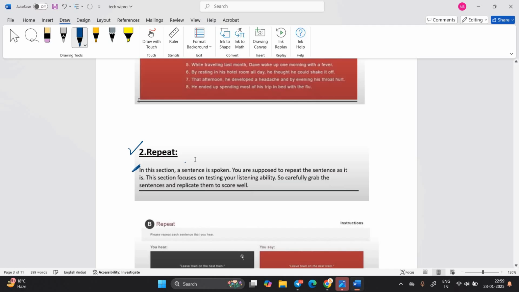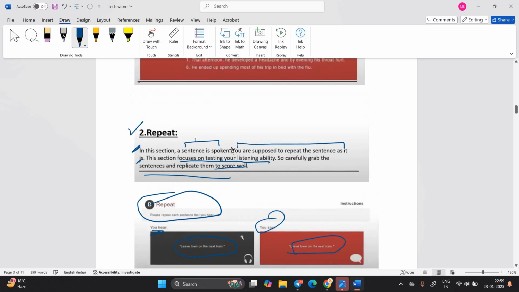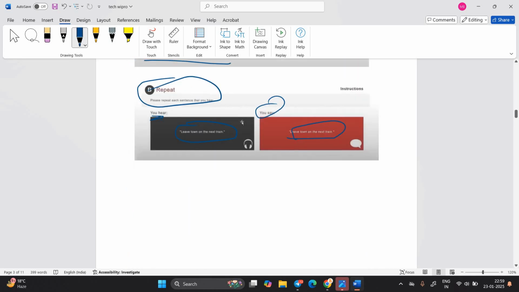In this section, a sentence is spoken. You are supposed to repeat the sentence as it is. The section focuses on testing your listening ability. So carefully grasp the sentence and replicate it to score well. You have to repeat each sentence. You hear, leave town on the next train, and you say, leave town on the next train. Means read, repeat. First section is reading, second is repeat.